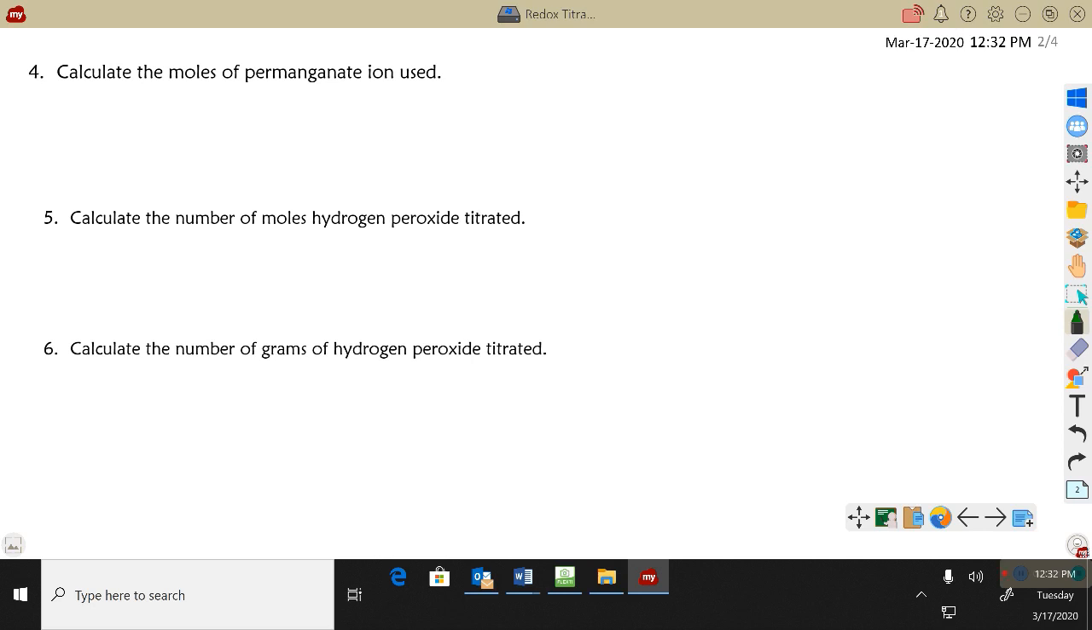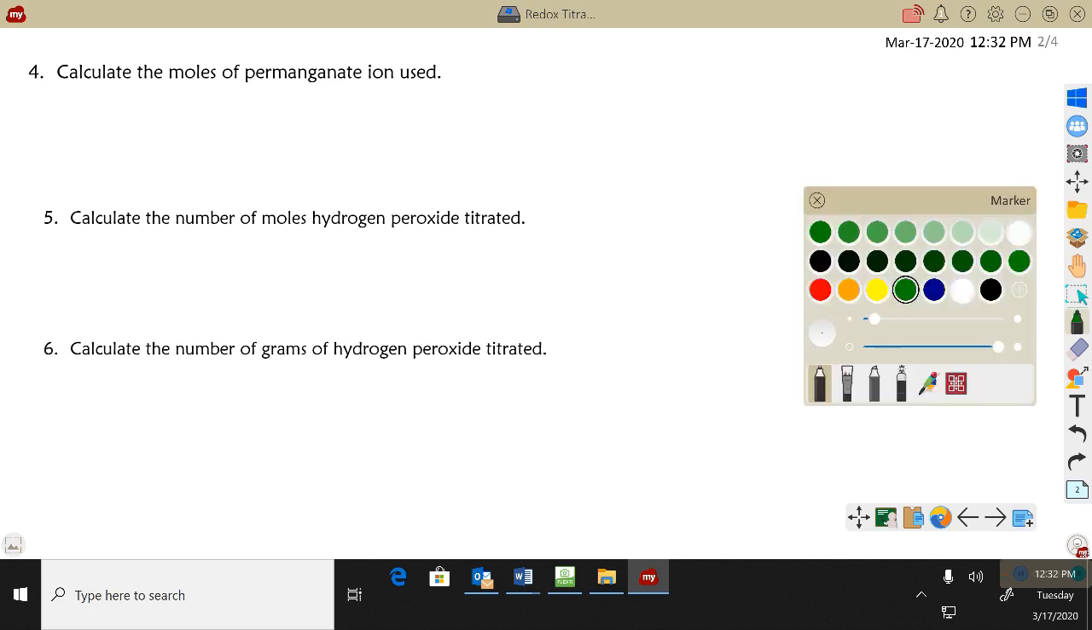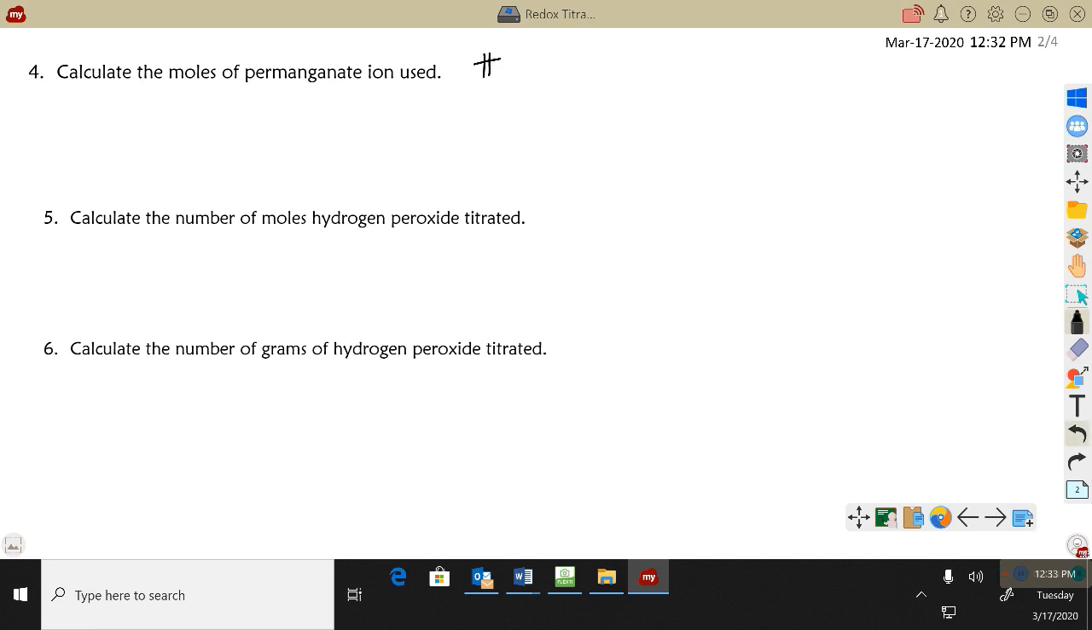But the calculations are just stoichiometry. Equivalence point, end point. It just means that we hit the balanced equation, the ratio from the balanced equation. Moles of permanganate used. When I ran this, I needed about 12 milliliters of permanganate, which, oh, it must have got cut off. In number 3, I'll put that up on top. In number 3, it was just the volume of permanganate used.